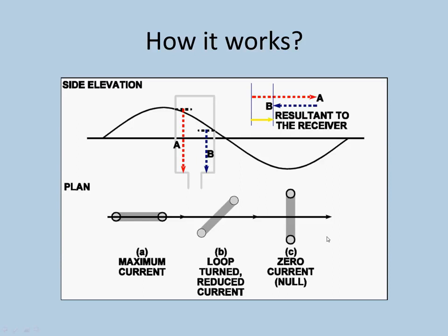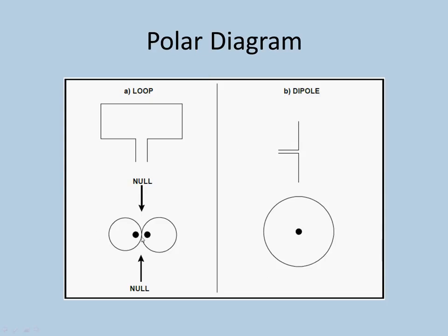So this leads to a polar diagram of the loop that looks something like this, a figure of 8 with two nulls placed like this. Now this doesn't give you a good position because there are two nulls, and the direction of the beacon, though it can be determined, is not very accurate. It gives an approximate direction.